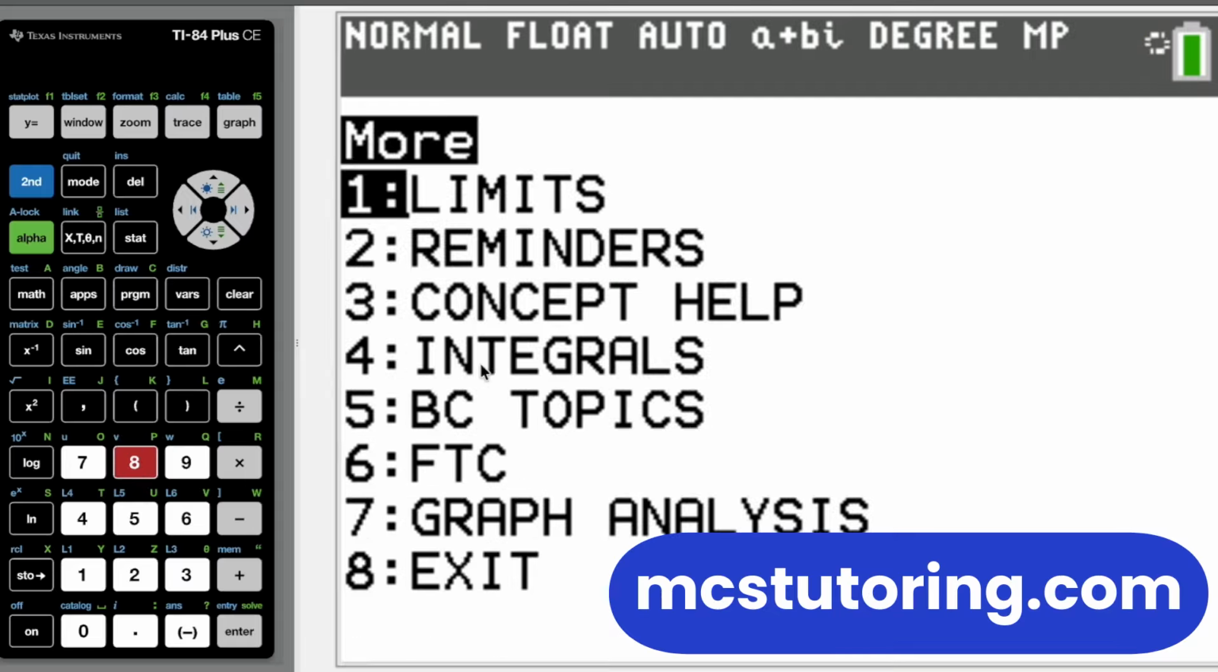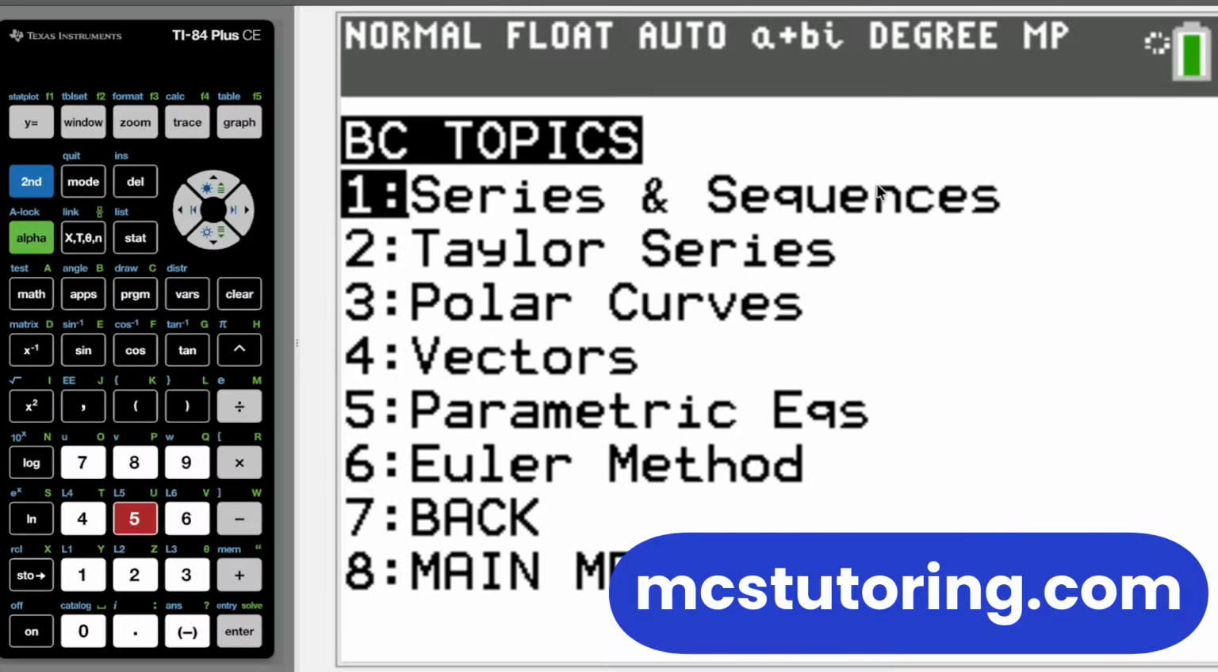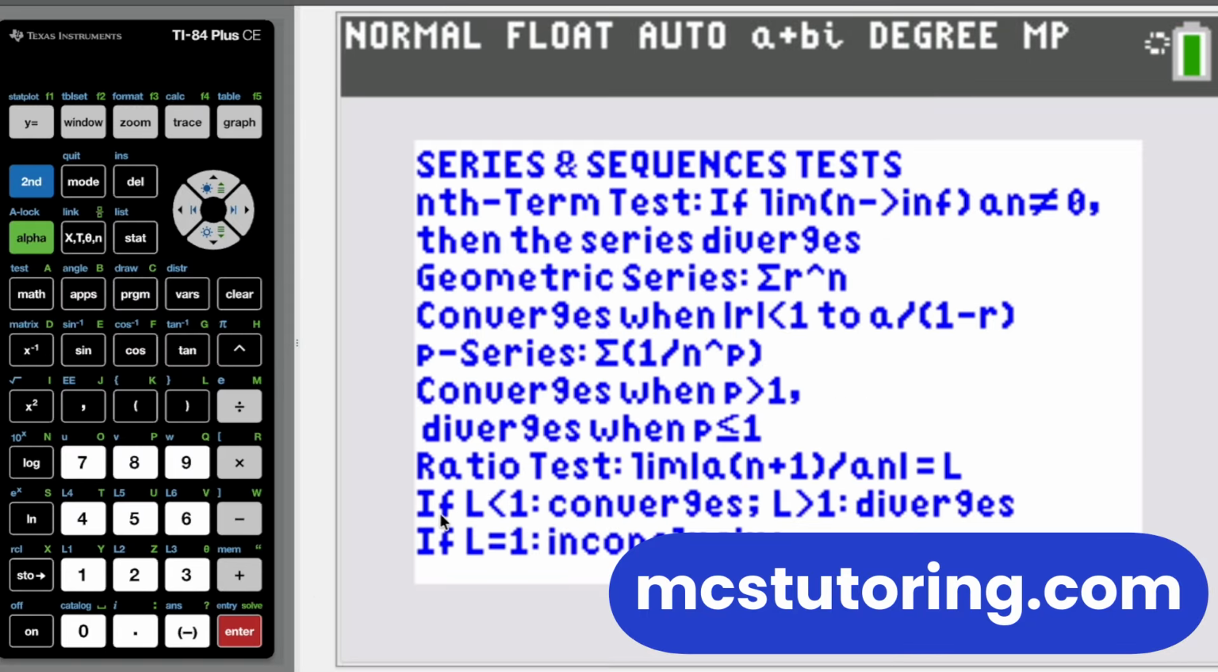We're going to go back. Now we're still on BC topics here. We've got series and sequences, usually called sequences and series. Taylor series, polar curves, vectors, parametric equations, Euler's method. Okay, series and sequences tests.